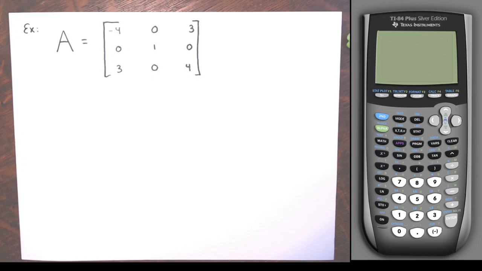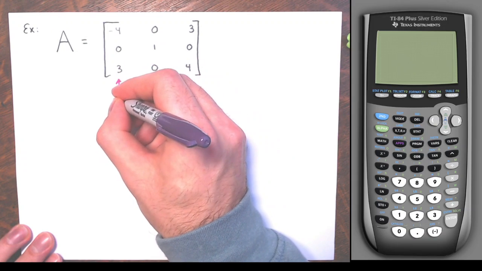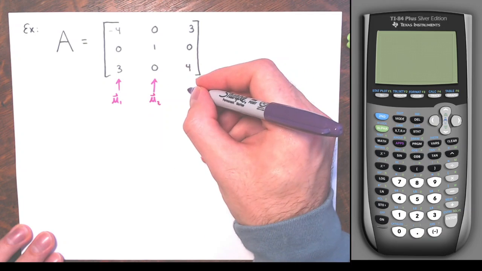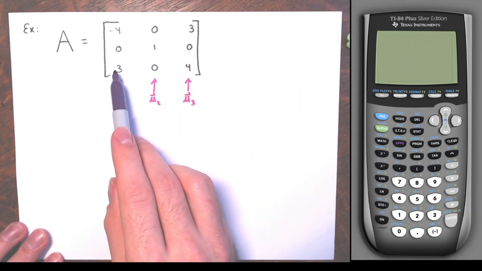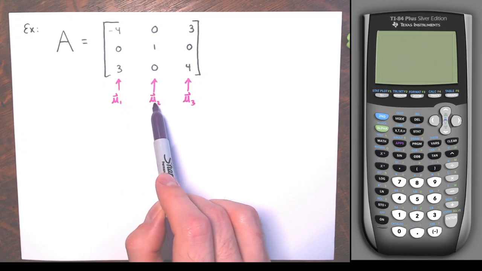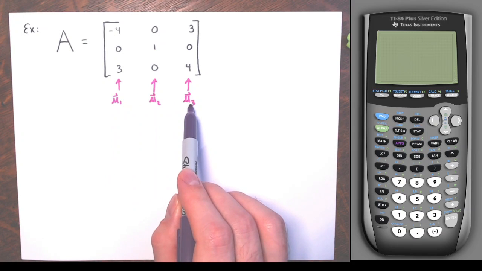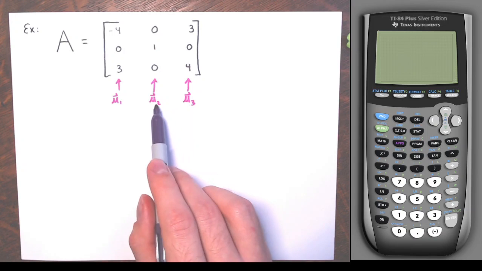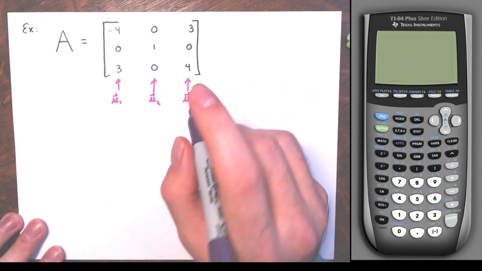Because look, if I called the first column U1, the second column U2, and the third column U3, now the dot products would all be 0. If you did the dot product of U1 with U2, you'd get 0. If you did the dot product of U1 with U3, you'd get 0, right? Negative 12 plus 12. And if you did the dot product of U2 with U3, you'd also get 0. So these form an orthogonal set, but they're not orthonormal, right?